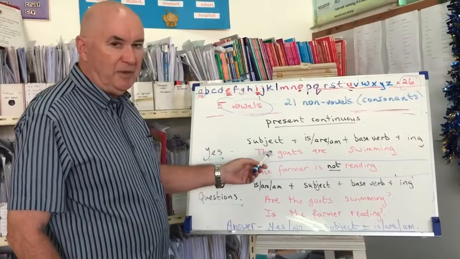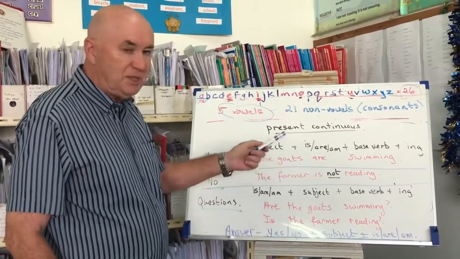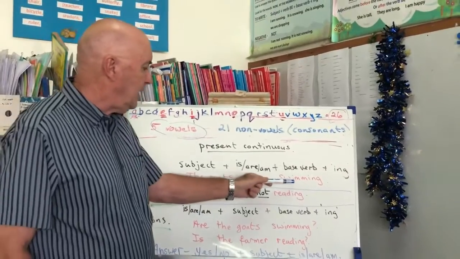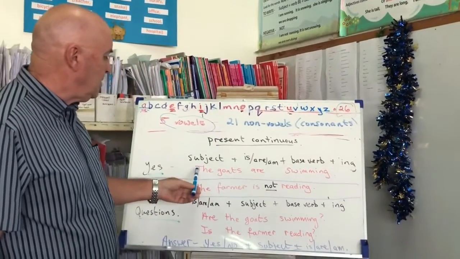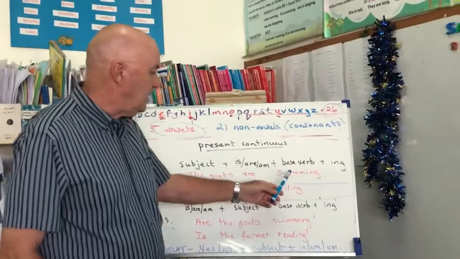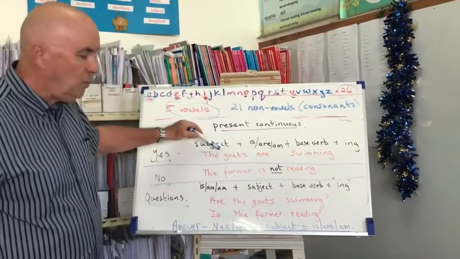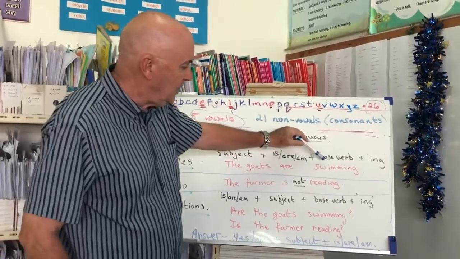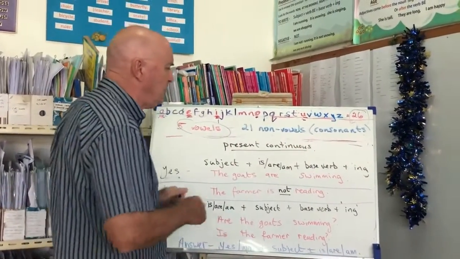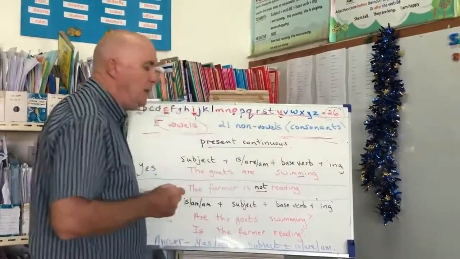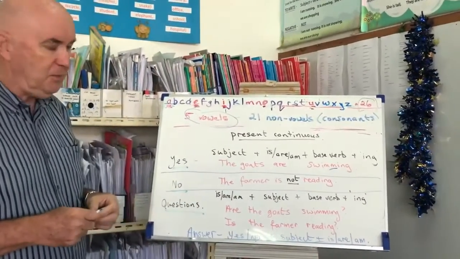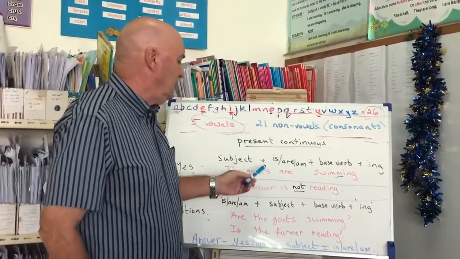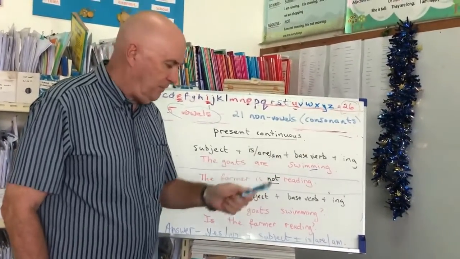Who are we talking about? The goats. So the goats is more than one, so we must use are. And then our base verb is swim. So I would say the goats are swimming. And notice when we put swimming, there's two M's there. So how do we say yes? Like that. The goats are swimming. The cats are eating. Okay.